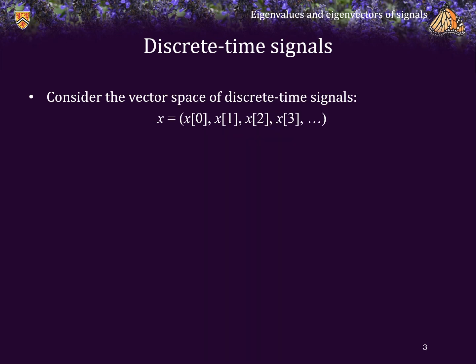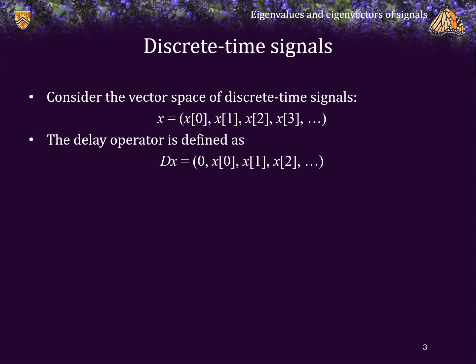All right, let's start by considering the vector space of discrete time signals. Now here the delay operator, as you will recall, is defined as follows. The first entry is now 0, the second entry is the original value at the first entry, and so on and so forth. It essentially shifts all values in the signal forward into the future by one time step.